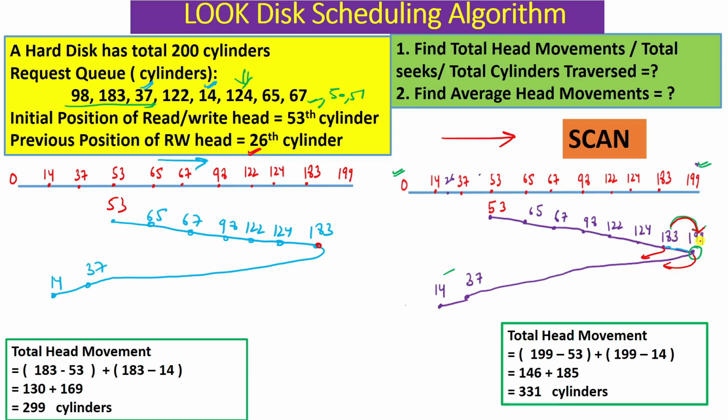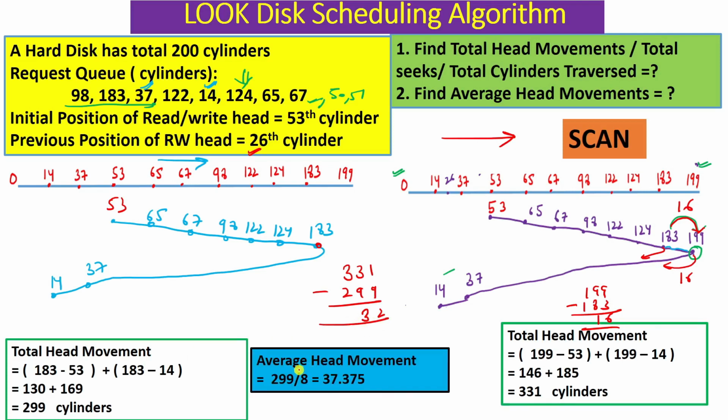And how many are these? If we subtract 199 minus 183, it will be 16. So 16 from here, 16 from here, total 32 fewer head movements. If you find the difference between 331 and 299, it will be 32 only. So 32 fewer head movements are there in the LOOK algorithm. And if we count the average head movement, it will be 299 divided by 8, so it will be 37.375.